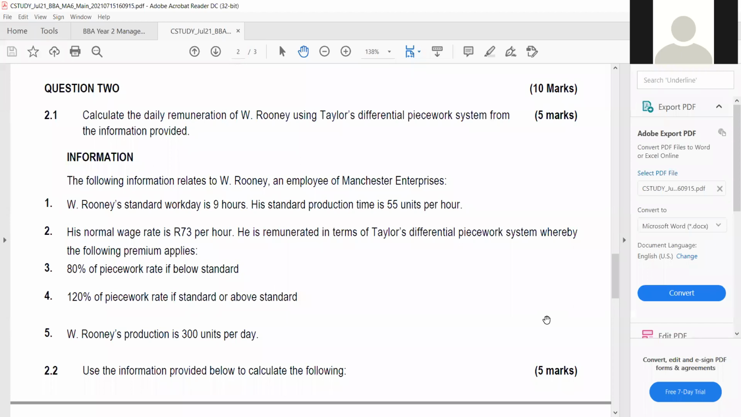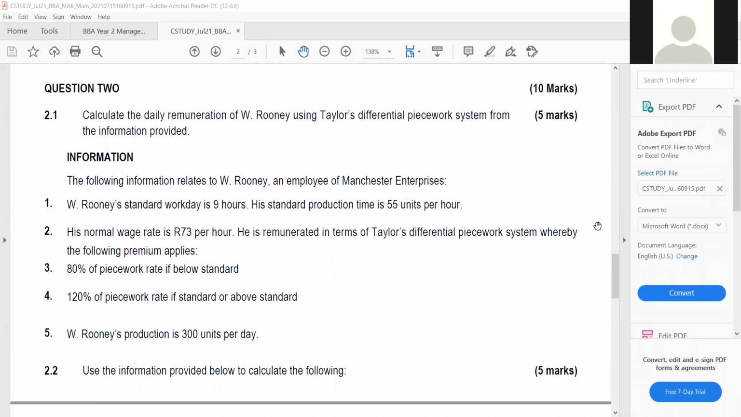Okay. So the question goes, calculate the daily remuneration of Wayne Rooney. Those that don't know, Wayne Rooney was a former Manchester United player. I think he transferred to West Ham, maybe he went to America, I don't know. Or maybe he's coaching now. Where is he? Those who know soccer. No one knows. Okay, let me see. There's a message here. All right. No, it's not about Wayne Rooney.